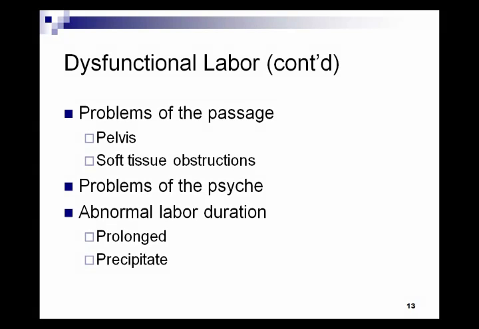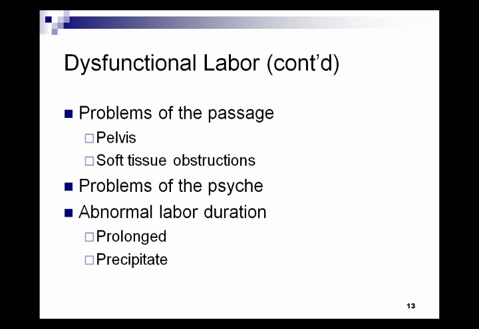Soft tissue obstructions, a couple things. One might be bladder distension. A full bladder impedes descent of the fetus, and that's even more so if they're on an epidural or spinal, because they can't feel their bladder getting full, or even the stress of labor. So we make sure she empties her bladder every couple hours, and a lot of times if they are on an epidural, a lot of facilities will have policies that a catheter be in place.